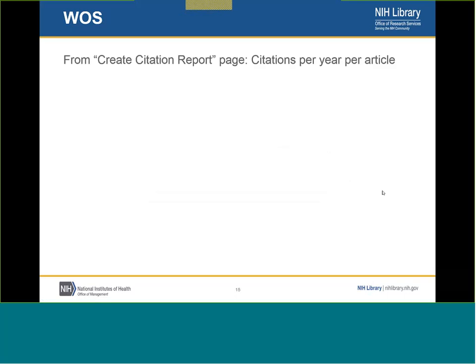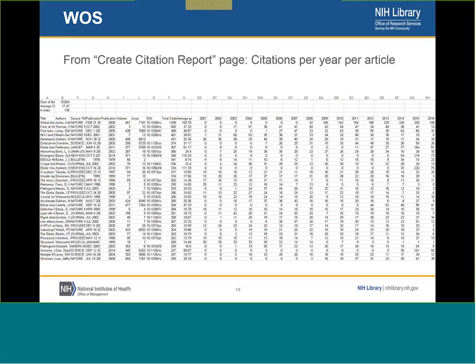The next one that I would like to show you is about the citations per year per article. That is the same thing you will get under the tab of Create Citation Report. So if you download that, you will be able to get all of the articles from your data set and look at the citations they receive each year. If it is something of interest to you, you can download that. Okay.